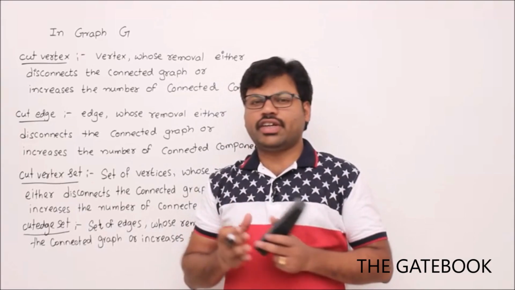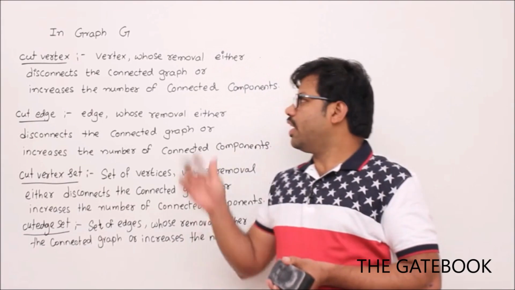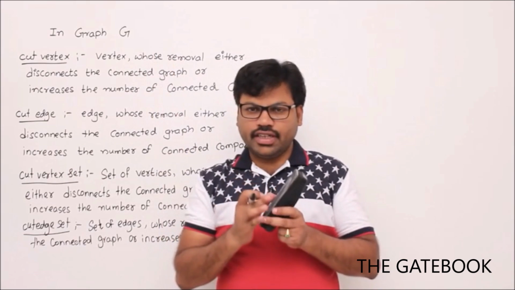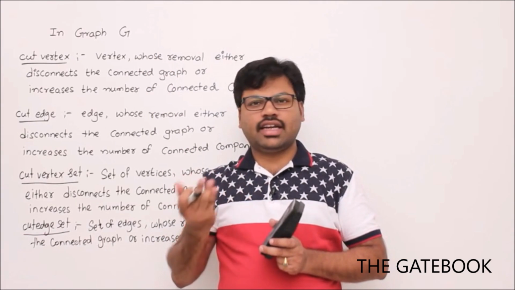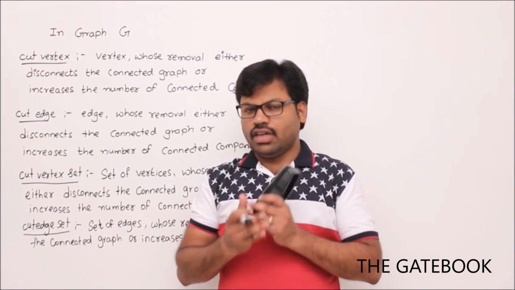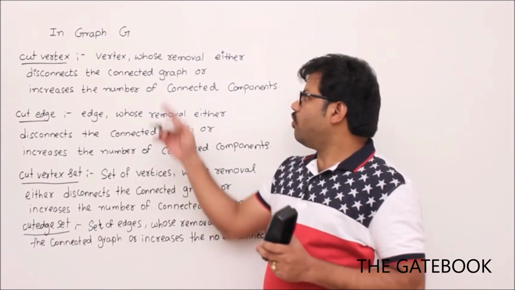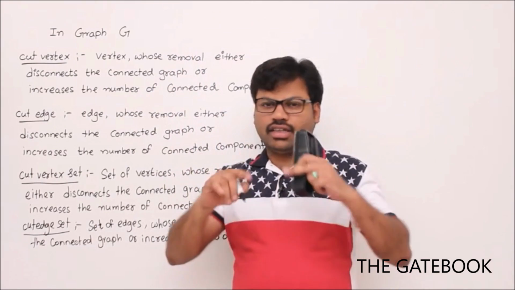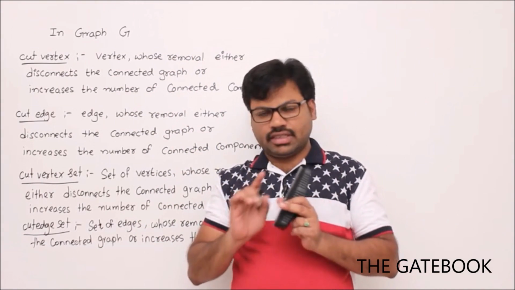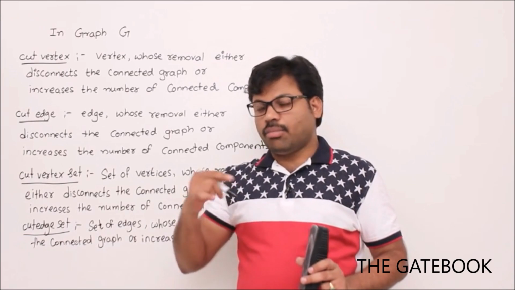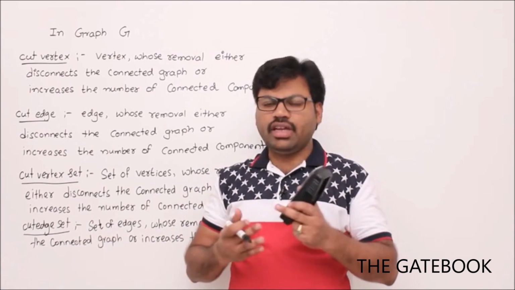Let's talk about cut vertex and cut edge. In a graph G, a cut vertex is a vertex whose removal either disconnects the connected graph or increases the number of connected components. That means if you remove that vertex, either the already connected graph should become disconnected, or the number of connected components in it should increase.